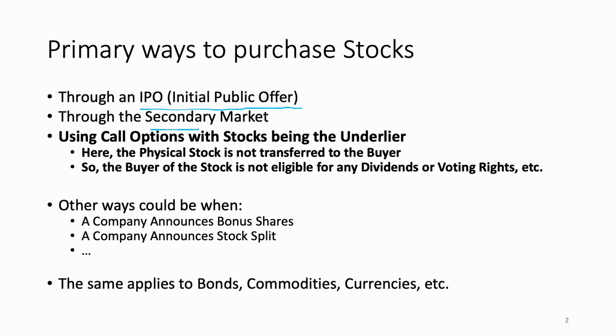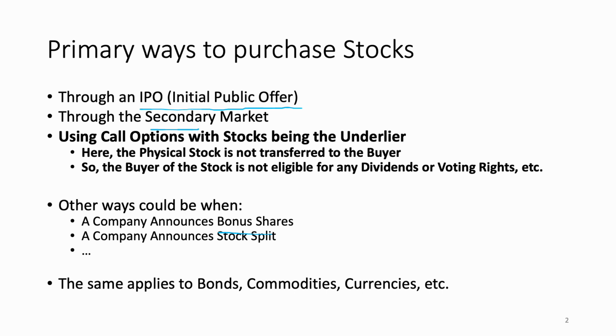Or there could be other mechanisms, like when I'm having a stock of a particular company, the company may announce a bonus share. When a bonus share happens, then I will get some shares without paying any money, but I will get some extra shares to my name. Similarly, the company may split the stock 1:2 or 1:3. So if it is 1:2, for every share that I have in the company, I will have two shares.